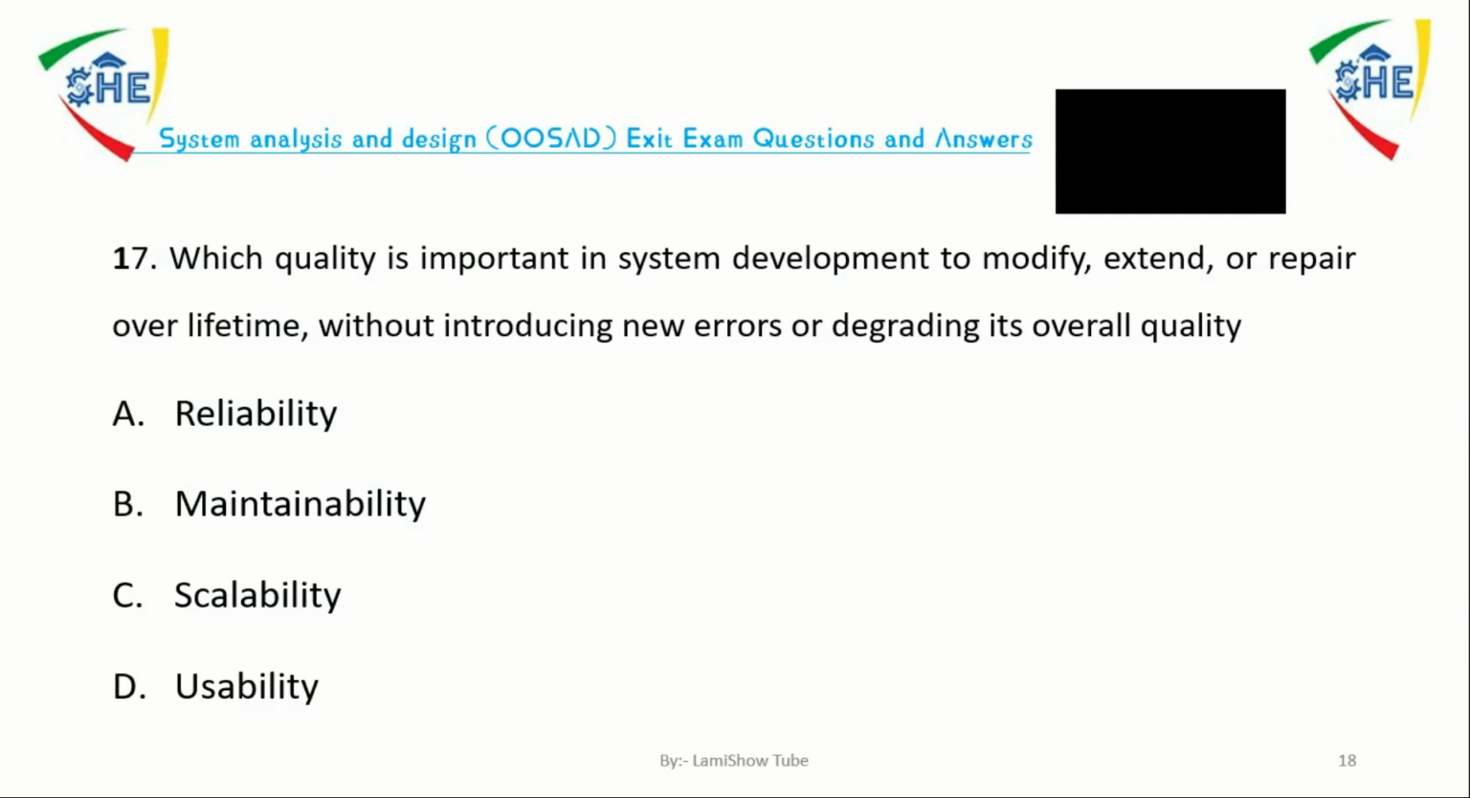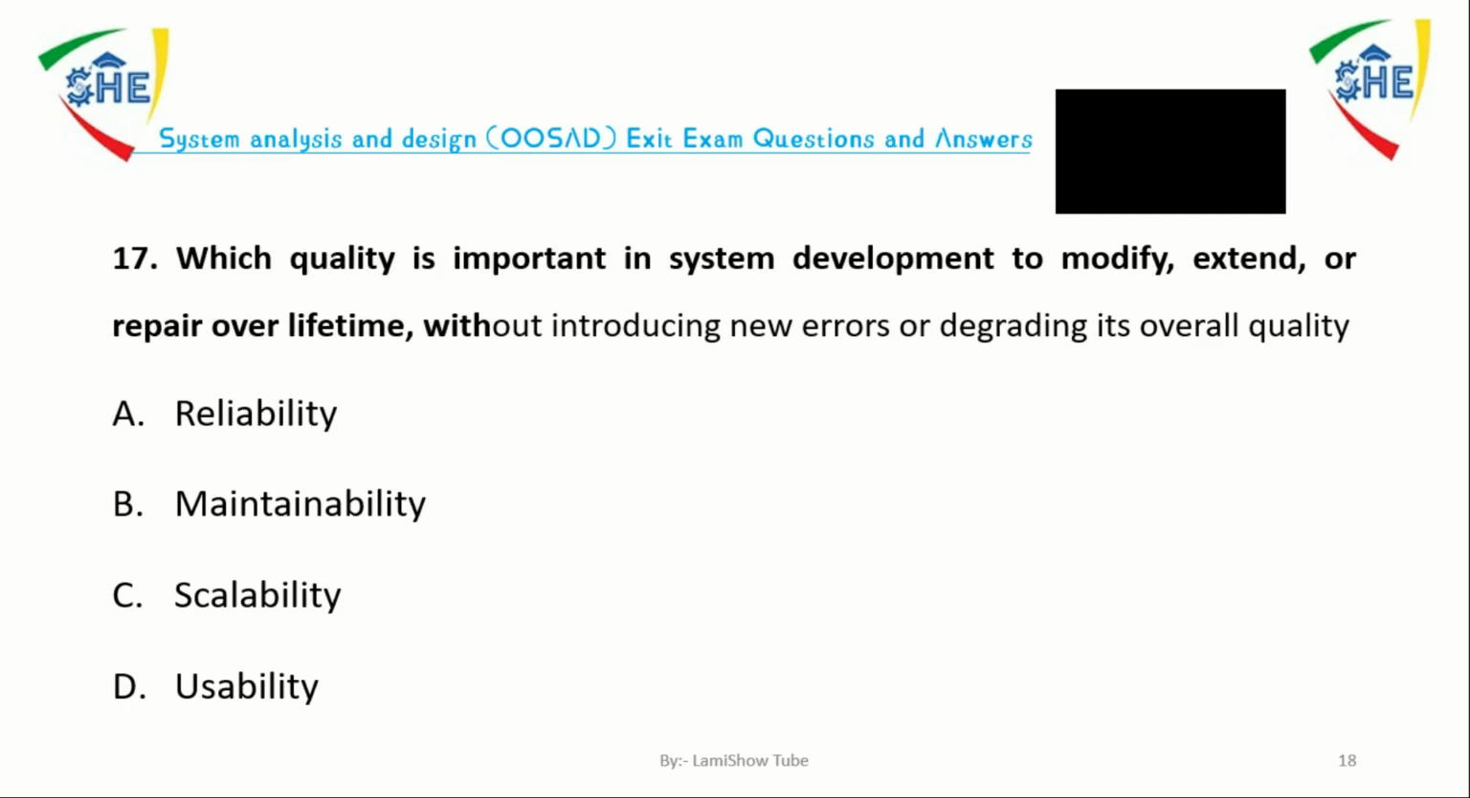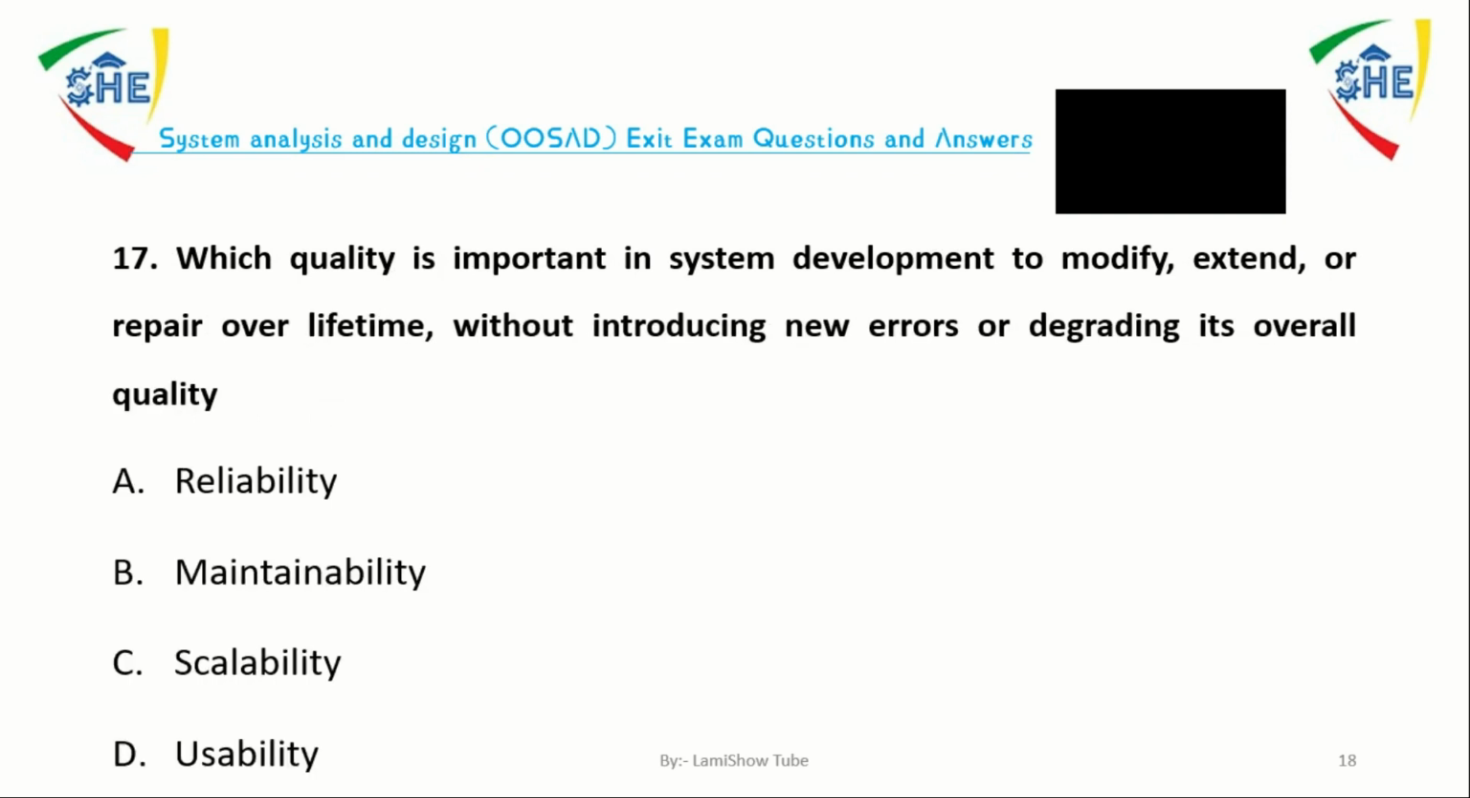Question number 17. Which quality is important in system development to modify, extend, or repair over a lifetime without introducing new errors or degrading its overall quality? Reliability, maintainability, scalability, usability.